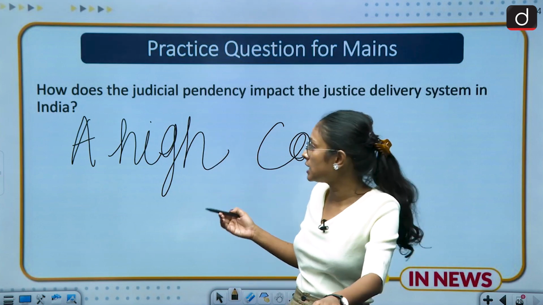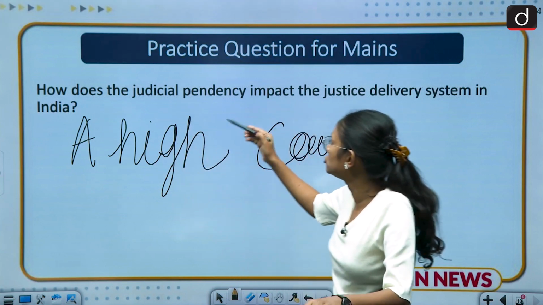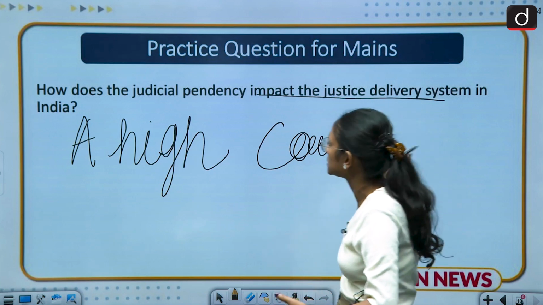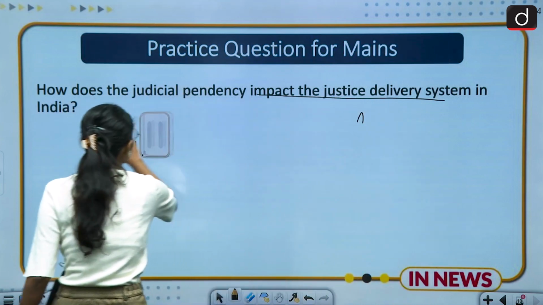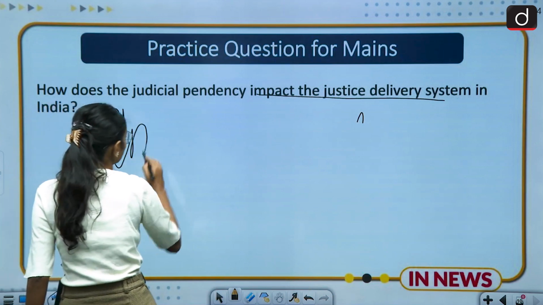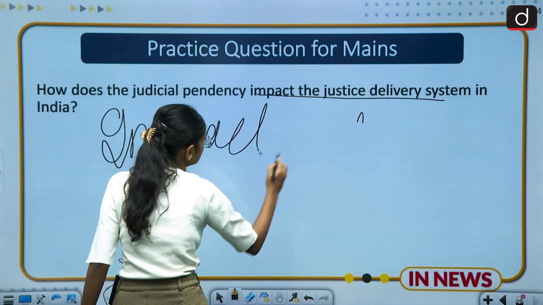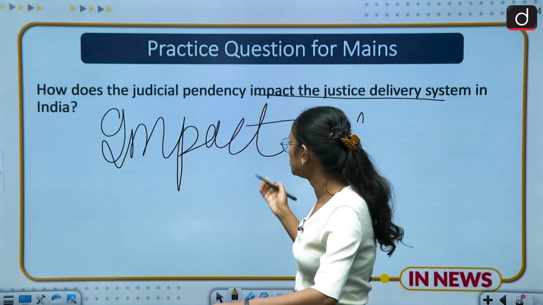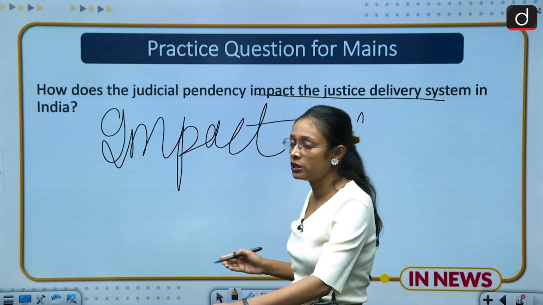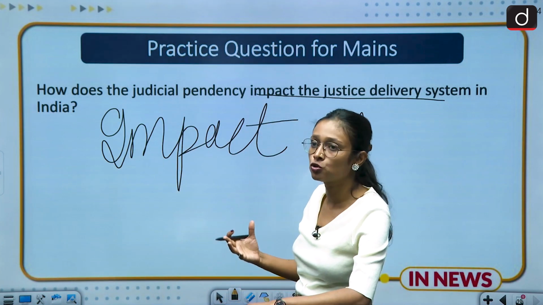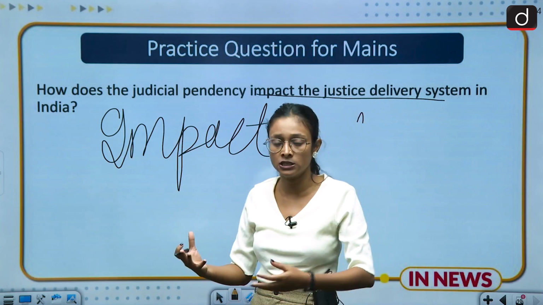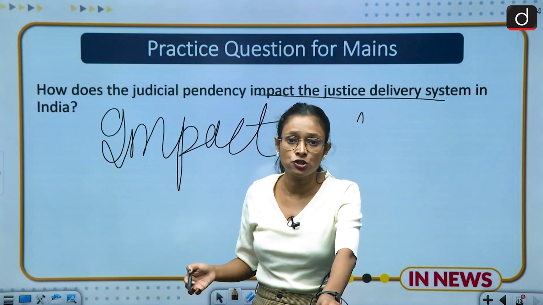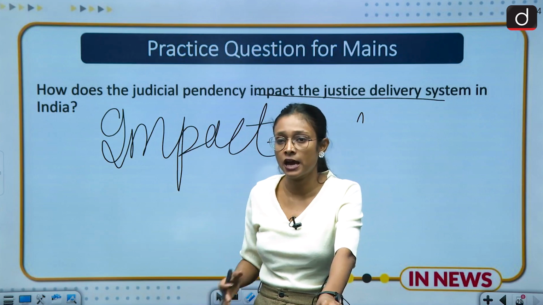Then coming to the demand of the question, they are asking how judicial pendency impacts the justice delivery system, so here you have to write what the impacts are. The first impact is that it gives a bad impression of the judicial system. You can also start your answer with "justice delayed is justice denied", so your answer will be more beautiful and stronger. First, you have to write that it shows a bad impression of the judiciary, and that there is a justice-delayed system in India. The second thing is that there is a mental, psychological and financial impact on the victims. This you can also write.